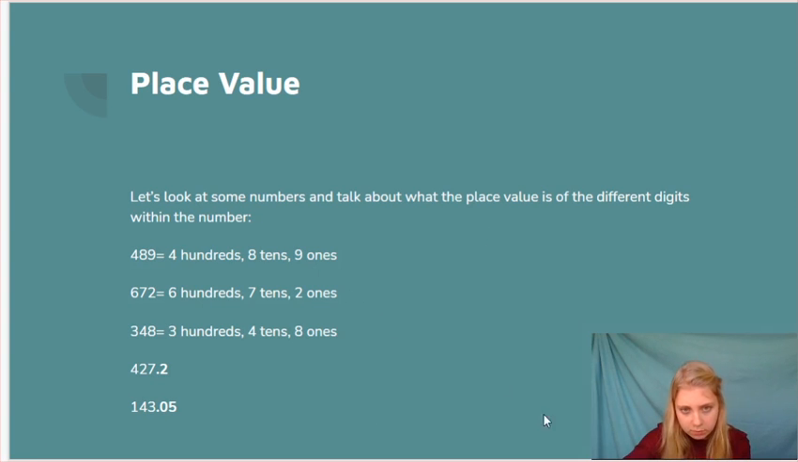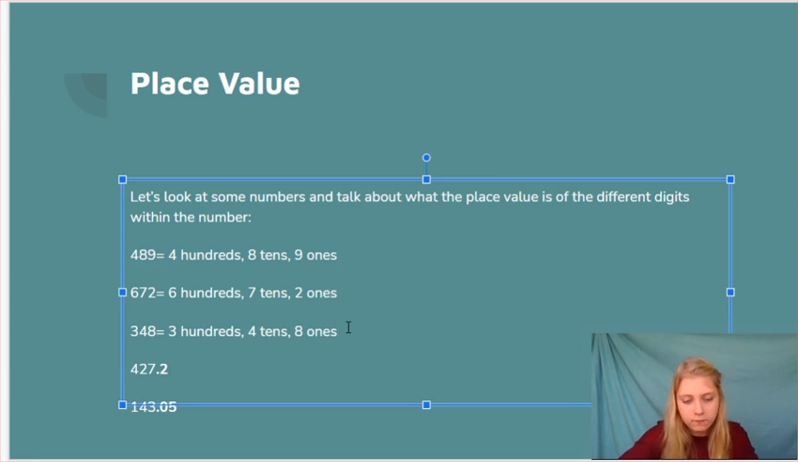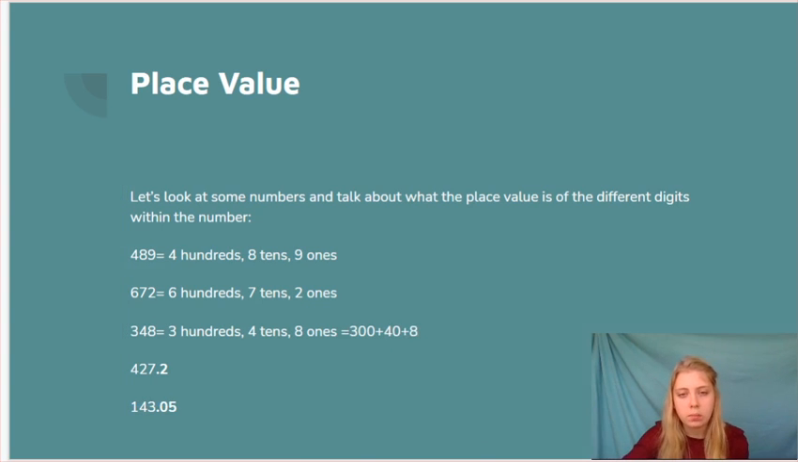If I could find my mouse, it would be helpful. There you go. So this is also the same as 300 plus 40 plus 8. So that's what we see here if we break it up into pieces a little bit better. We would see the numbers 348. Okay?